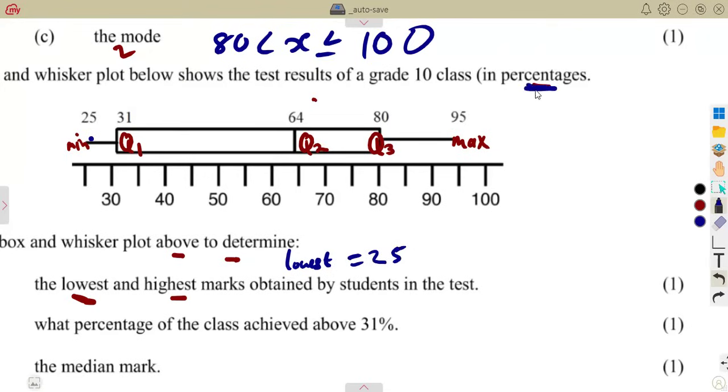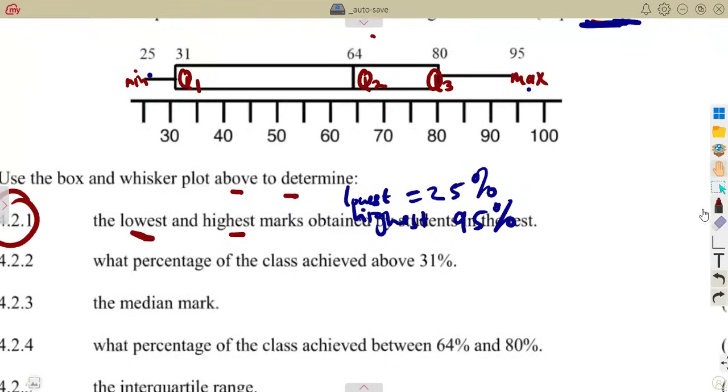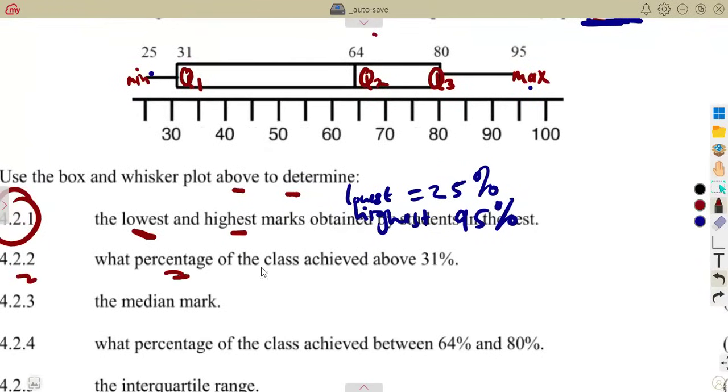So the question was, what is the lowest and highest? Guys, we can see that we have it. Lowest mark is the minimum, 25. But they told us these are in percentages. So the lowest mark is 25%. And what about the highest mark? The highest mark is the maximum value, which is 95%. Okay, that's a good pass rate, 95% to some. We have someone with 95%. That is good. So that was a direct question, that one. 4.22, what percentage of class achieved above 31%?